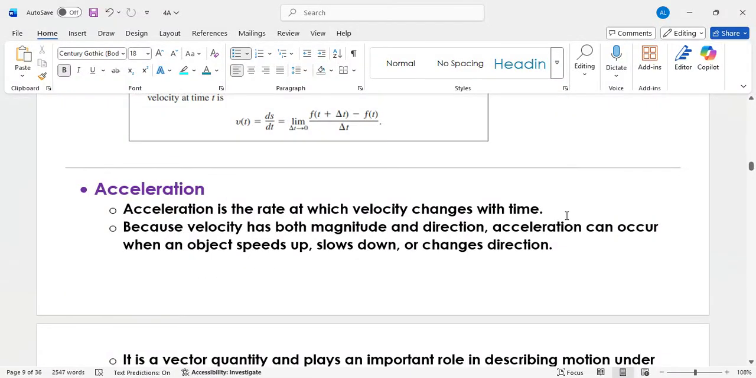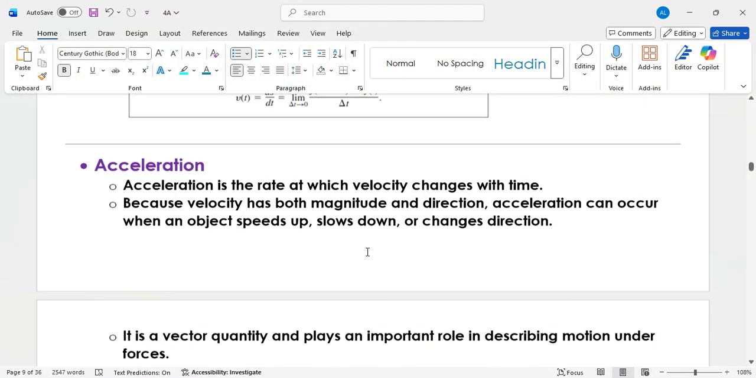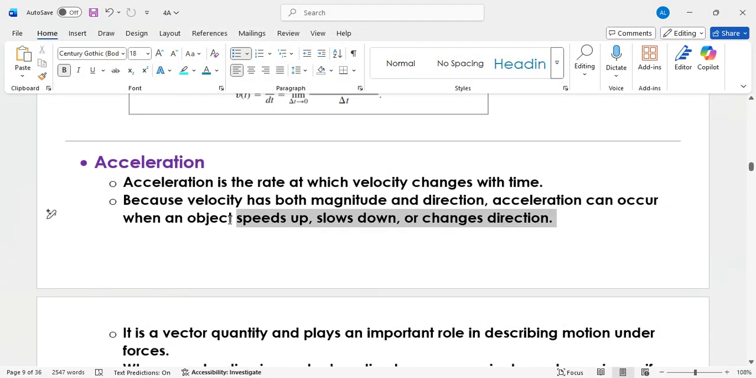Acceleration is the rate at which velocity changes with time, because velocity has both magnitude and direction. Acceleration can occur when an object speeds up, slows down, or changes direction. If you're going from north to south or north to east, chances are your speed is going to change. You're not going to be going on the same velocity, right?